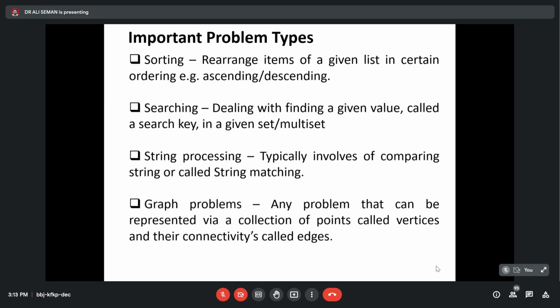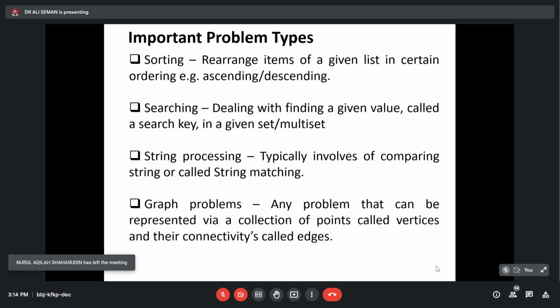The next is string processing, sometimes called string matching. What is string processing? It typically involves comparing strings, or string matching. We compare alphabets, characters, the text. In simplest terms we call it text, but in computer science it is called a string. We want to compare text and try to find the matching text. This is called string processing.